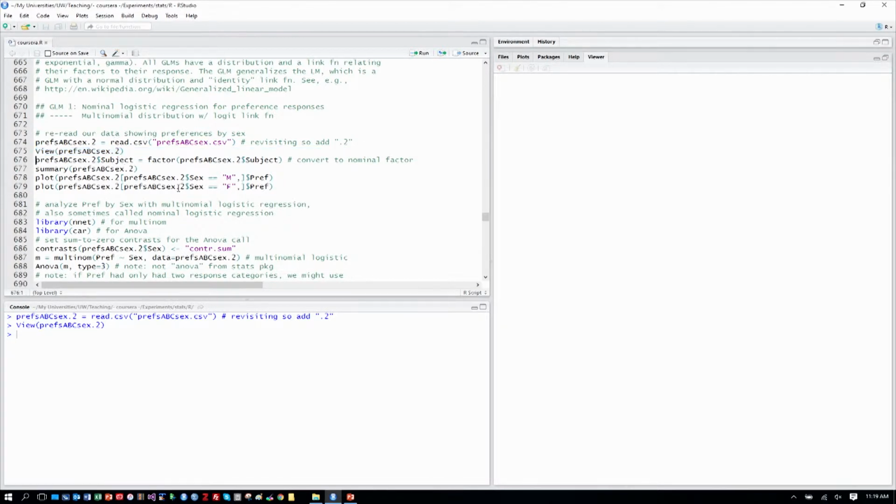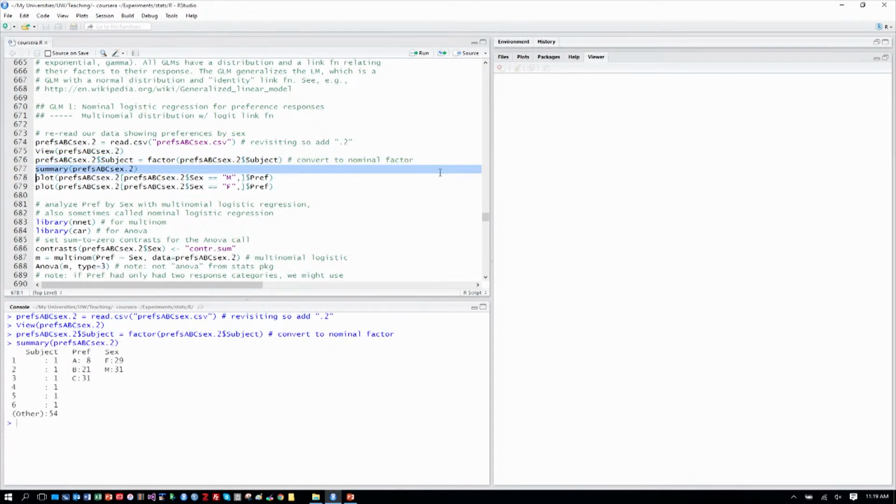And our question is, did people's preferences vary by their sex? Did males or females prefer different website designs? We'll recode subject as a nominal factor because it's a number there. And we can do a summary over that table for each of those columns. We can see that we have preferences for website A, 8 people, website B, 21 people, and website C, 31 people. And we have 29 females and 31 males giving us preferences.